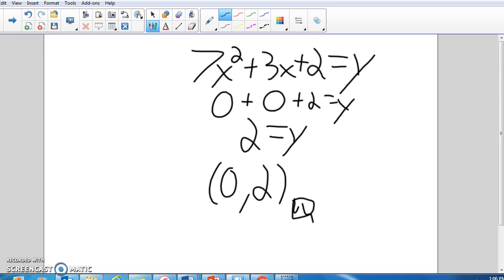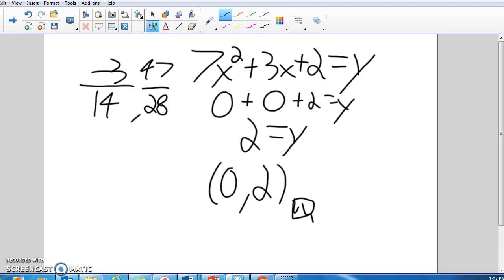And then if we're thinking about max and min, we can find the vertex, negative b over 2a, negative 3 over 14, and then plug that into the original equation. And the y-coordinate is going to be 47 over 28. And is it going to have a positive or negative?